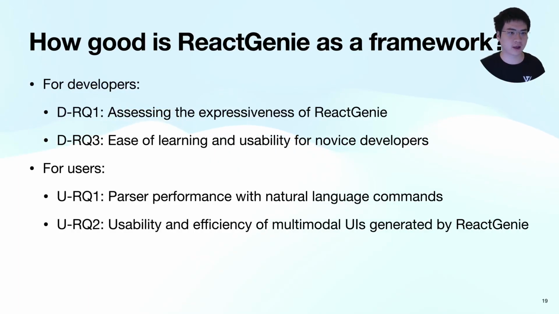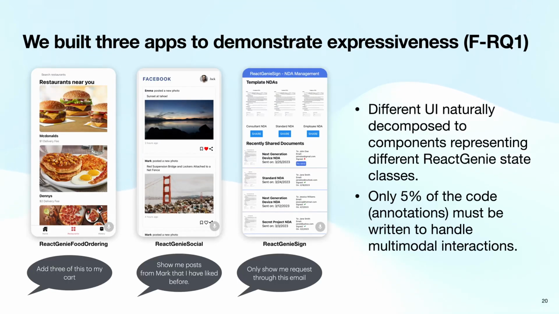So we want to conduct an evaluation of how good ReactGenie is as a framework. The paper will have more details on it, but here I want to highlight these 4 studies. First, we try to assess how well a developer can use ReactGenie to build the app they want. So we built 3 different apps. We find that different UIs naturally decompose into components representing different ReactGenie state classes, and we also find only 5% of the code, which is those annotations, must be written to handle multimodal interactions. This proves our thought that we can actually generate this multimodal UI from the same graphical UI code without too much addition.